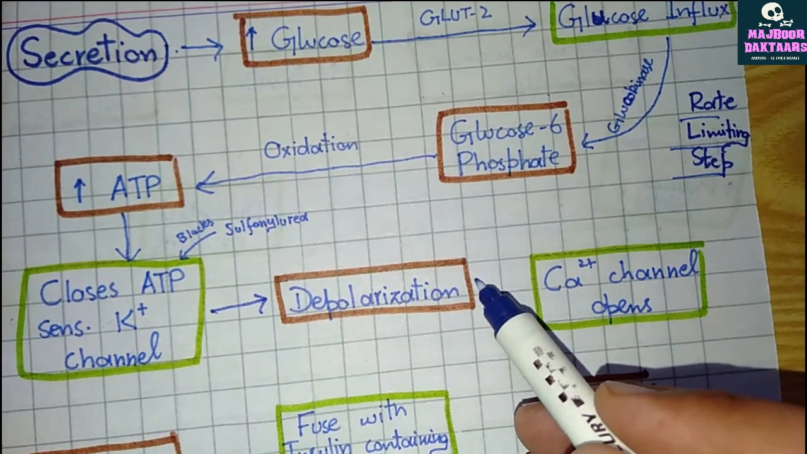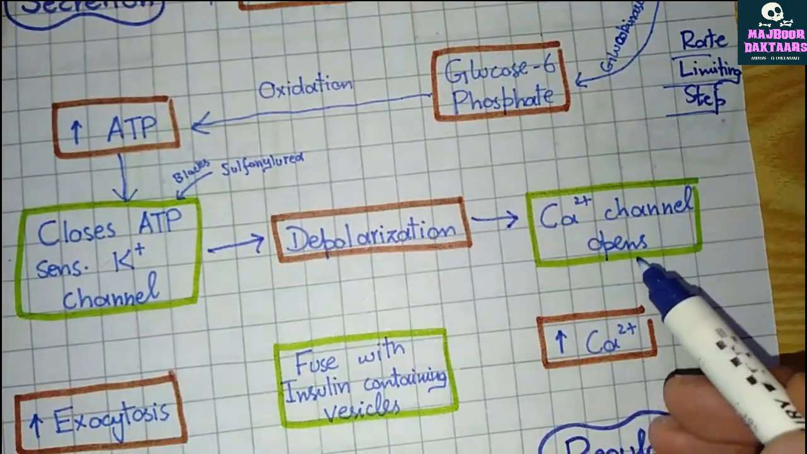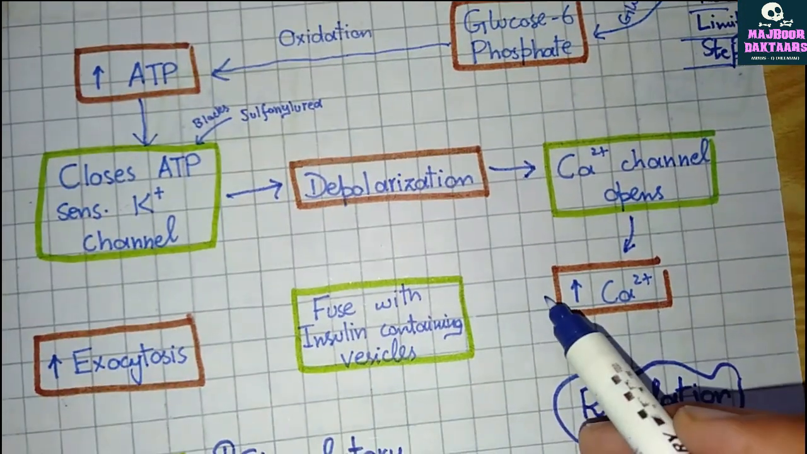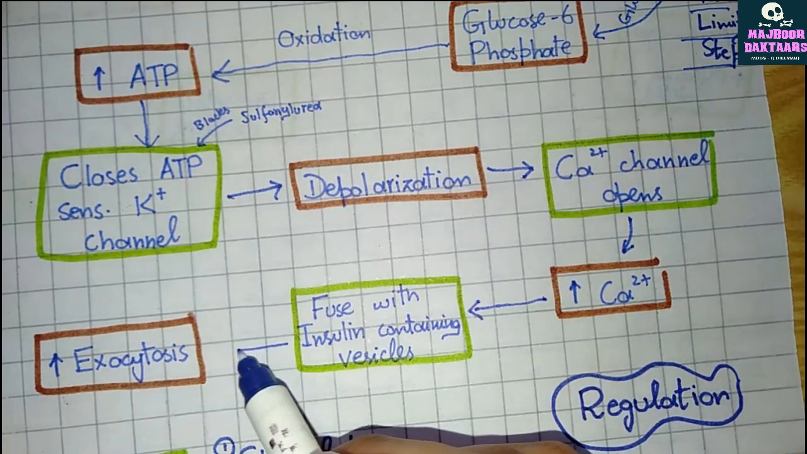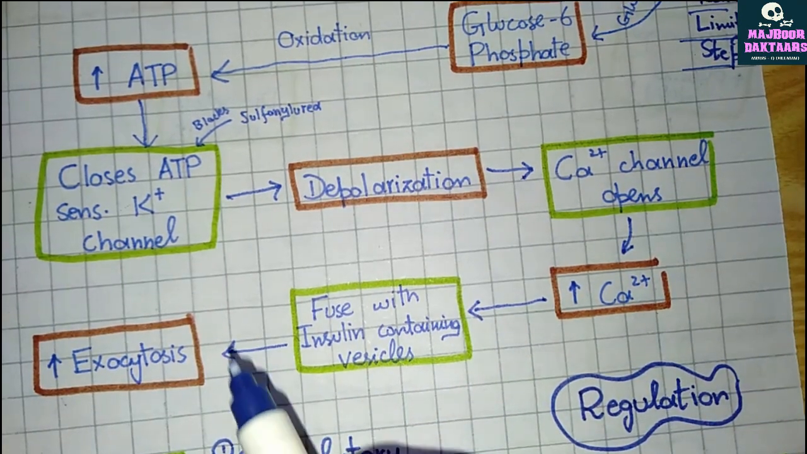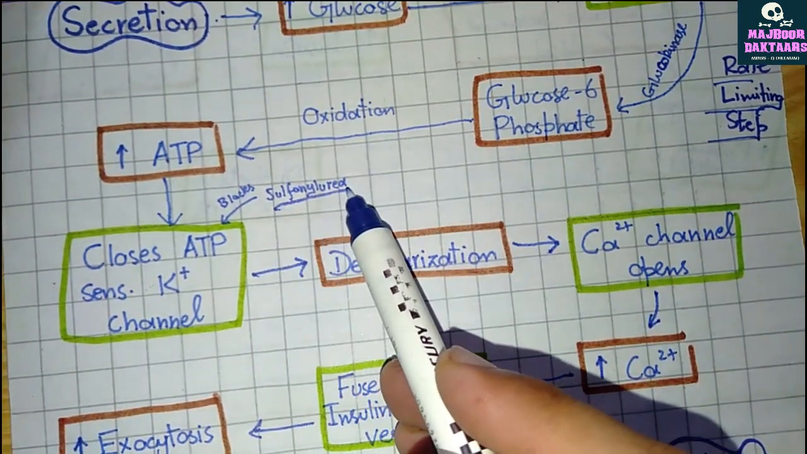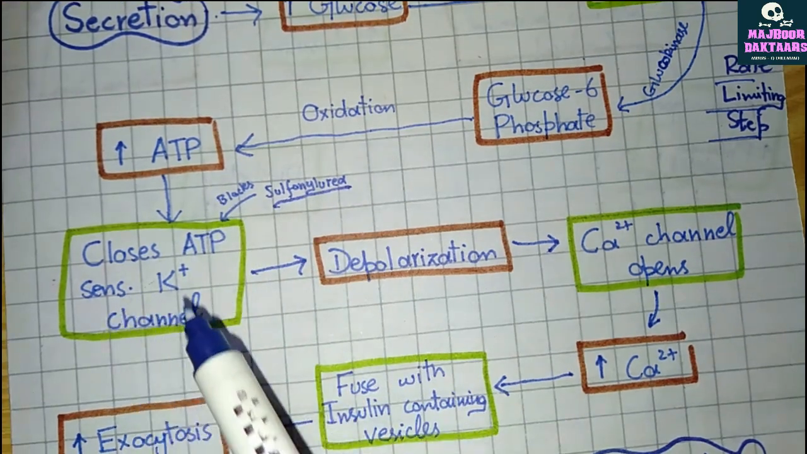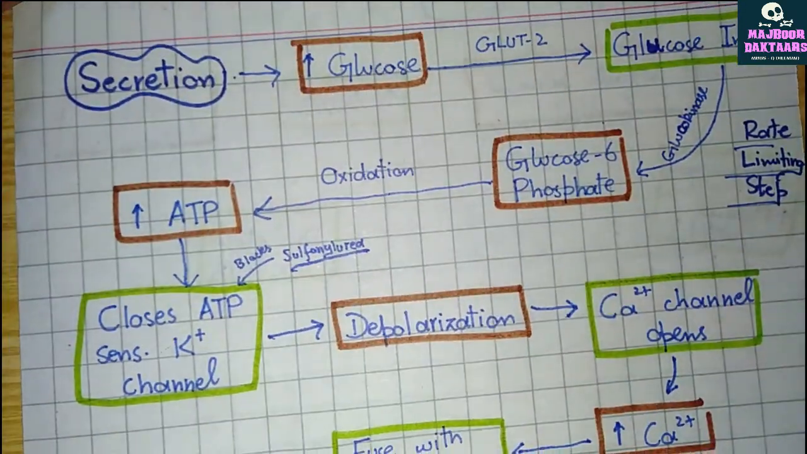Now this depolarization opens the voltage sensitive calcium channel. When this opens, it causes the increased influx of the calcium, which fuses with the insulin containing vesicles and causes the exocytosis of the insulin. Now an important point to note here, that is the drug sulfonylurea also blocks the ATP sensitive potassium channel, so it increases the insulin secretion.